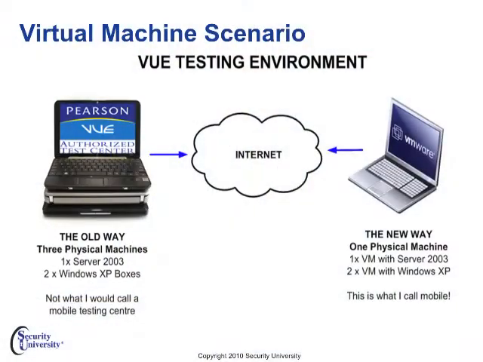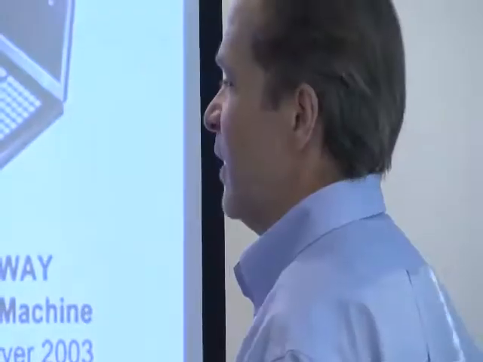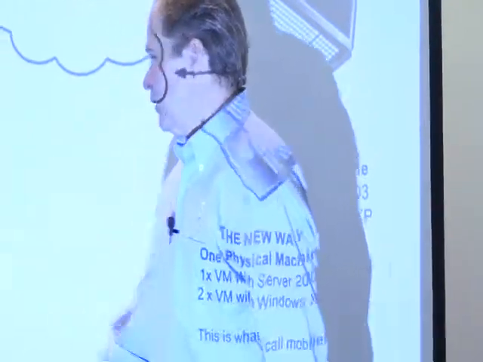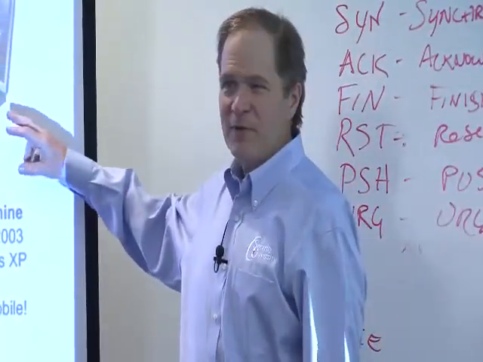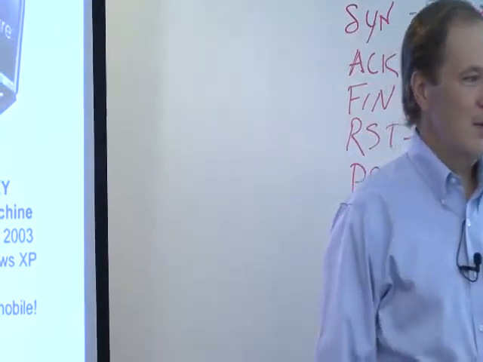Here's another thing you can do. You can actually set up some standardized tests, like the tests we take at the end of this course, etc. The old way, if you were using Pearson VUE, which was their authorized test center software, you had to have 3 physical machines to set up the test in a location, right? 1 running Server 2003 and then 2 XP boxes. Not what you'd call mobile testing. The new way, you just set up 1 physical machine and it has 3 VMs in it.